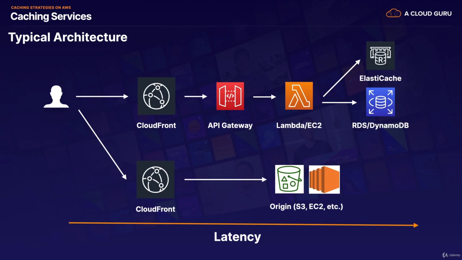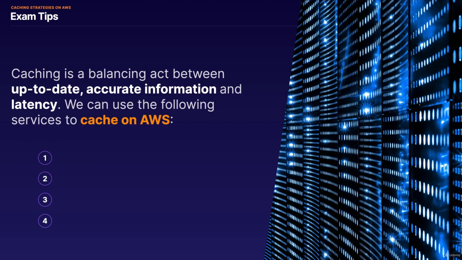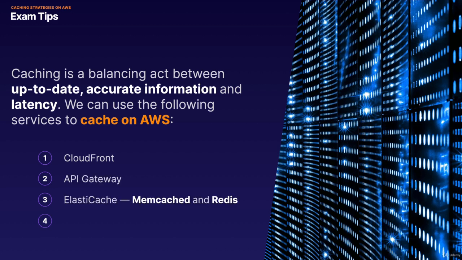And so that's it really. Going into your exam, just remember that caching is a balancing act between up-to-date, accurate information and latency. And we can use the following services to cache on AWS: CloudFront, API Gateway, Elasticache, which is Memcached and Redis, as well as DynamoDB Accelerator.